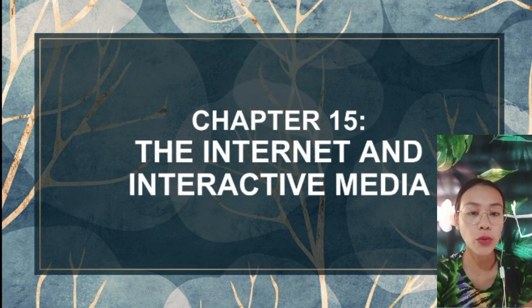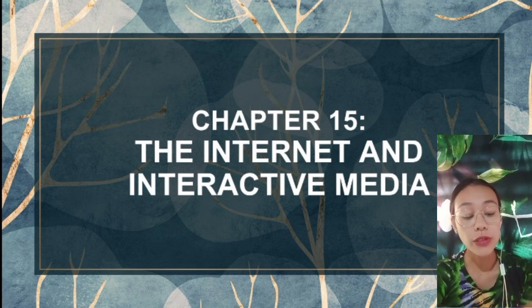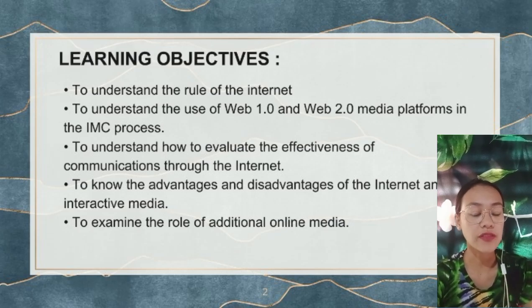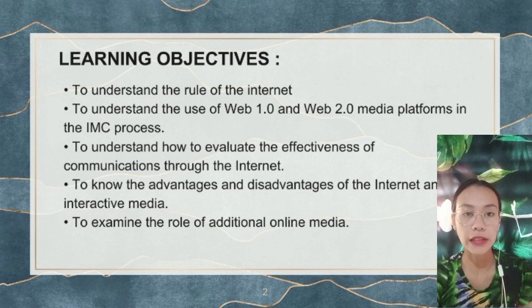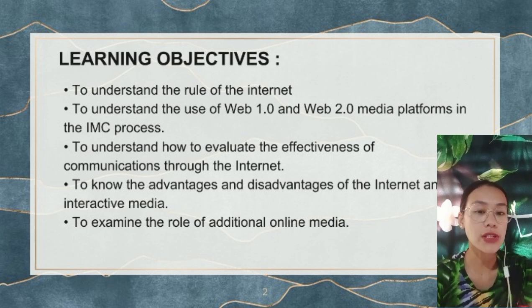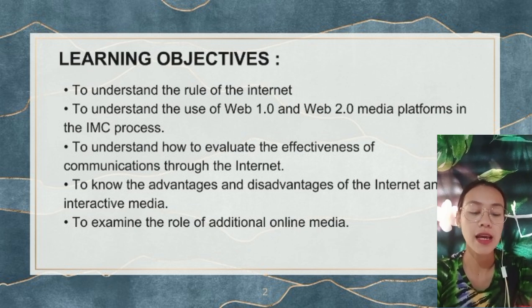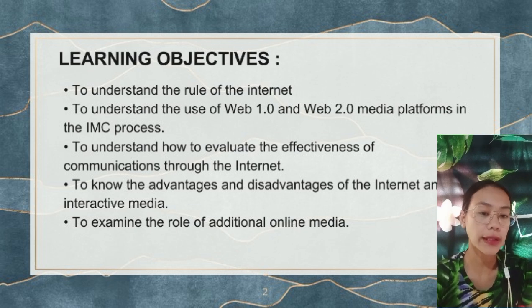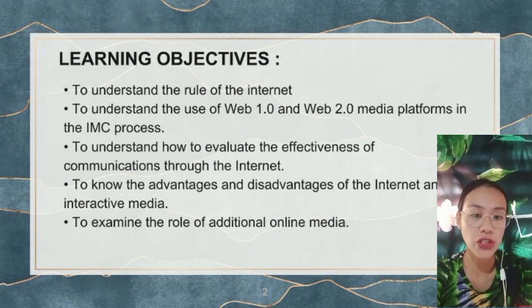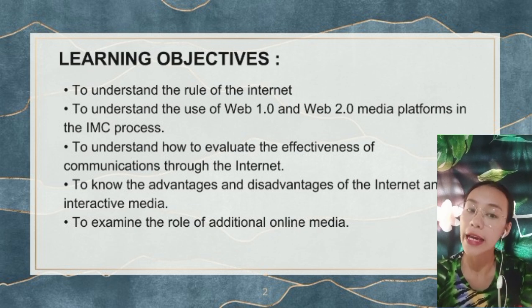So we are here to discuss chapter 15, which is the internet and interactive media. Some learning objectives after we tackle all the topics in chapter 15: to understand the role of the internet first; second, to understand the use of the Web 1.0 and Web 2.0 media platforms in the IMC process; to understand how to evaluate the effectiveness of communications through the internet; to know the advantages and disadvantages of the internet and interactive media; and lastly, to examine the role of additional online media.